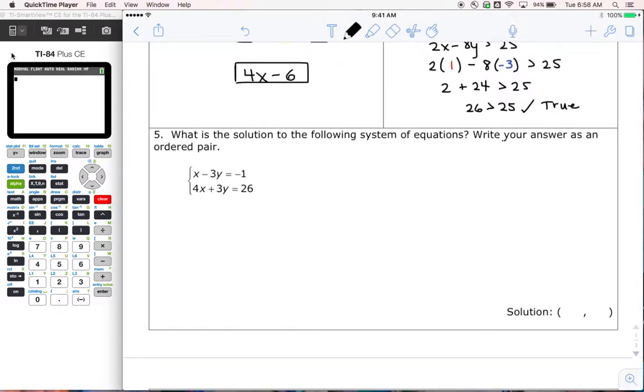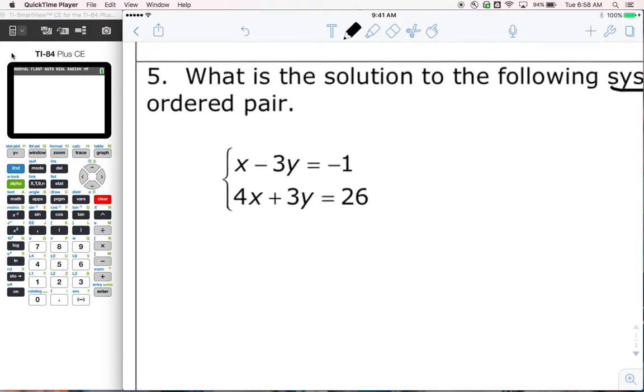Problem 5. What is the solution to the following system of equations? Write your answer as an ordered pair. All right, well, we've got two equations here, and I've got my x's lined up, my y's lined up, everything's lined up, which means that the method for this is most easily going to be elimination.